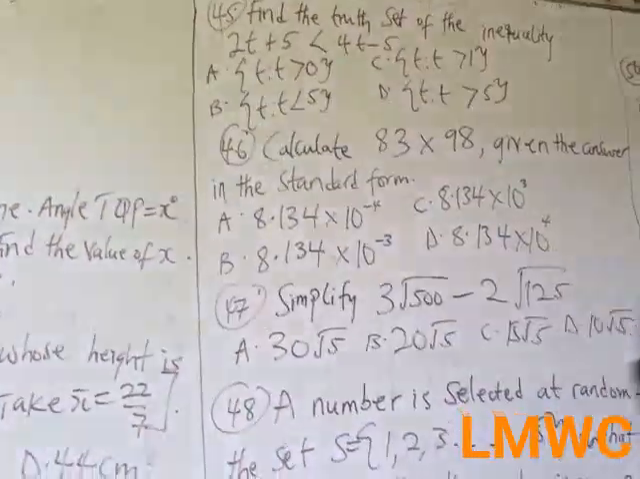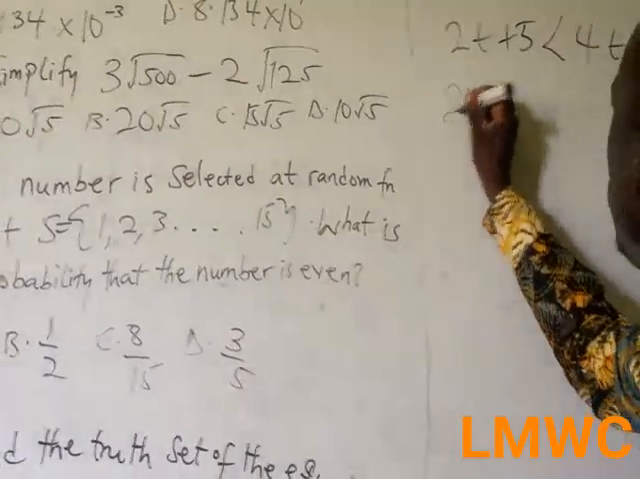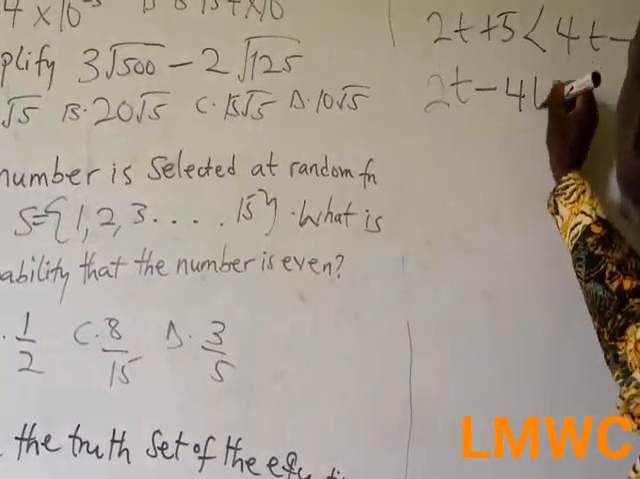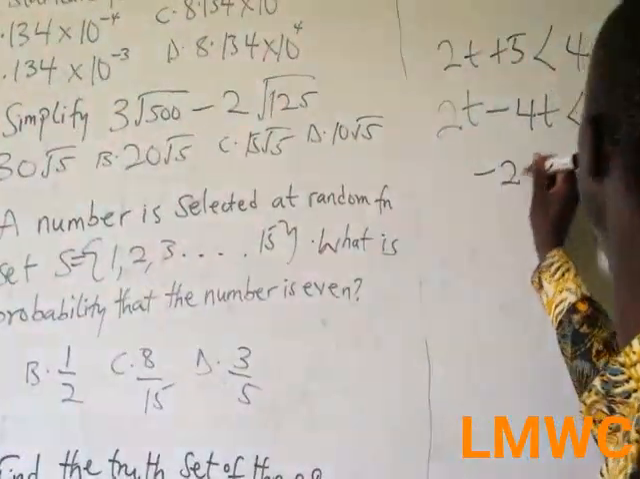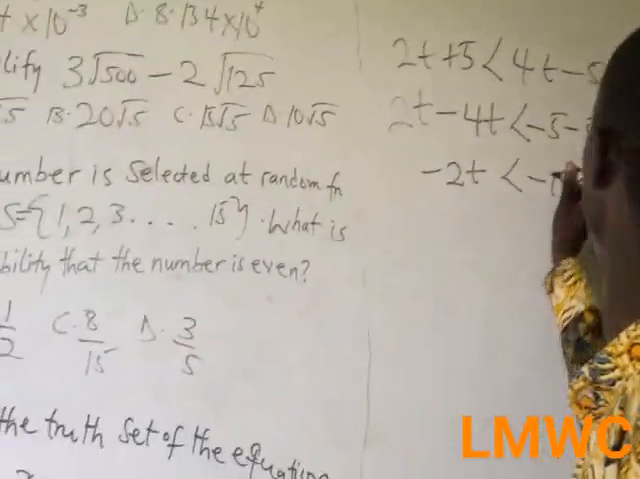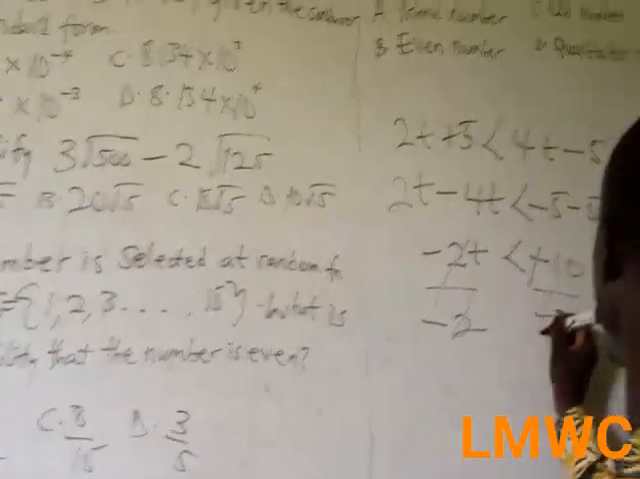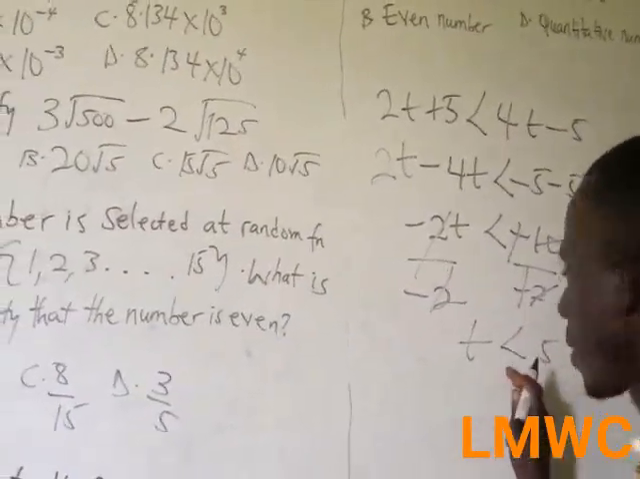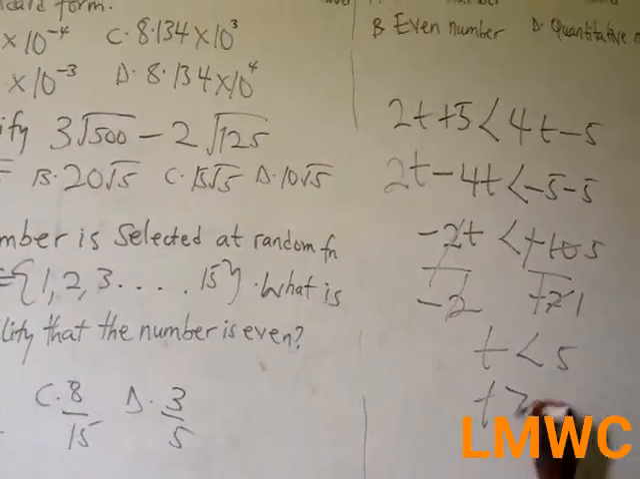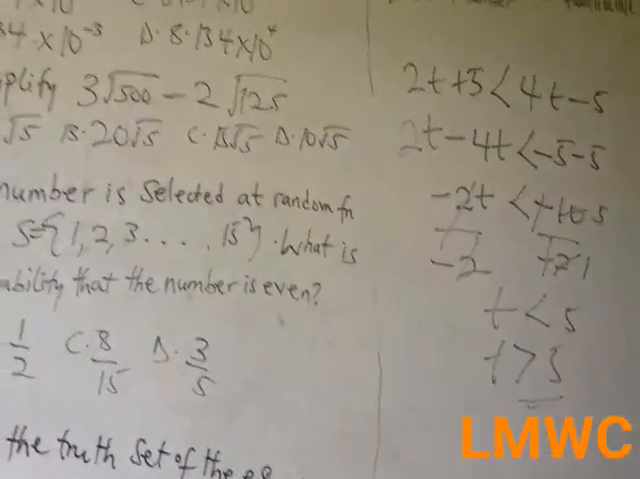This topic is under inequality. So we have this question 45. So you group like terms: 2t minus 4t less than -5 minus 5. So -2t is less than -10. You divide through by -2. So this will cancel this, 2 goes here, 1, 2 goes here, 5. We have t is less than 5. But the symbol will change because the coefficient is negative. So it becomes t is greater than 5. The answer is B.